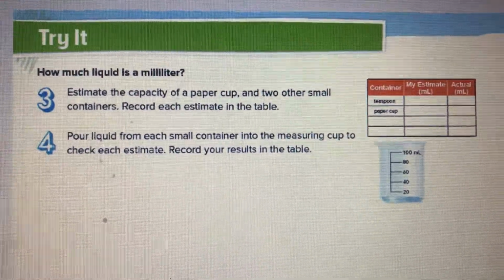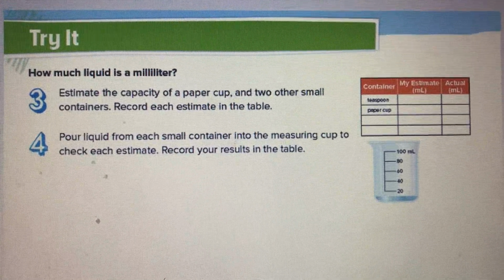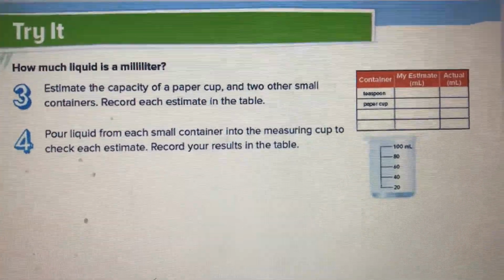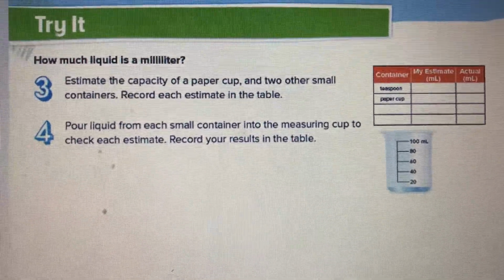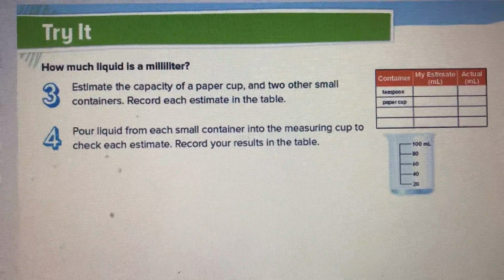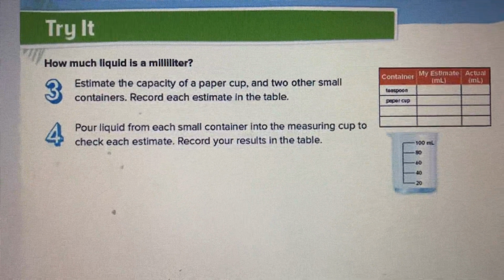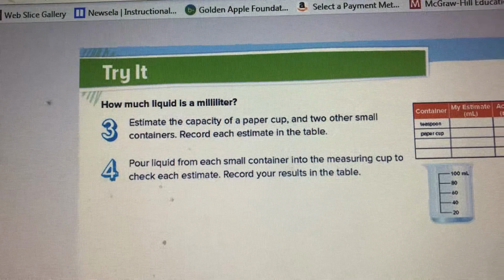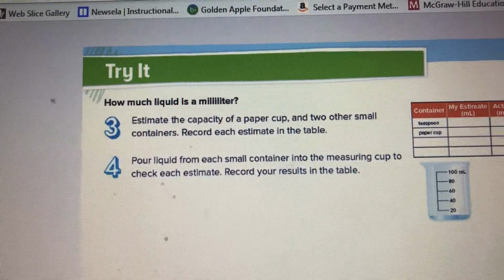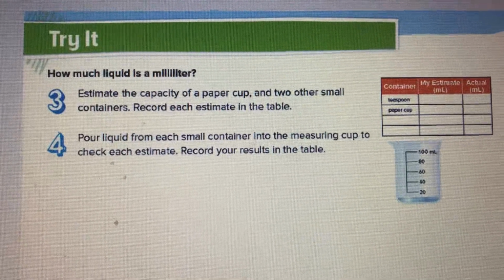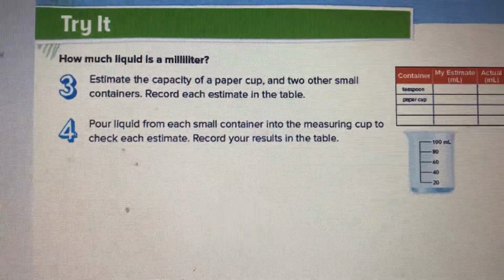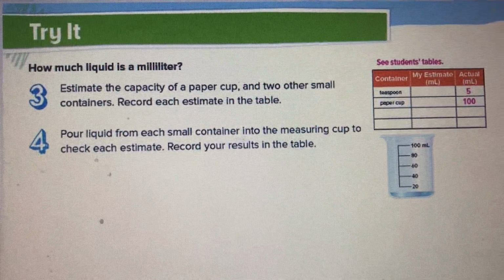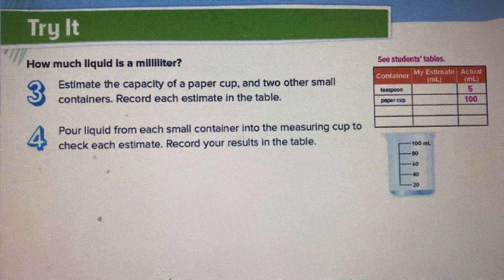Estimate the capacity of a paper cup and 2 other small containers. Record each estimate in the table. Okay, so this is a time for you to pause if you want to. Again, your estimate is your guess. And then if you can actually test your own, go ahead and do that. Pour liquid from each small container into the measuring cup to check each estimate. Record your results in the table. If you have measuring cups and measuring spoons and anything that you want to try this with, go ahead and try it. This is a great time to try it, especially if your measuring cup says milliliters on the side of it. Most do. Okay, here's just a few examples. You'll have 2 more to add on your own.